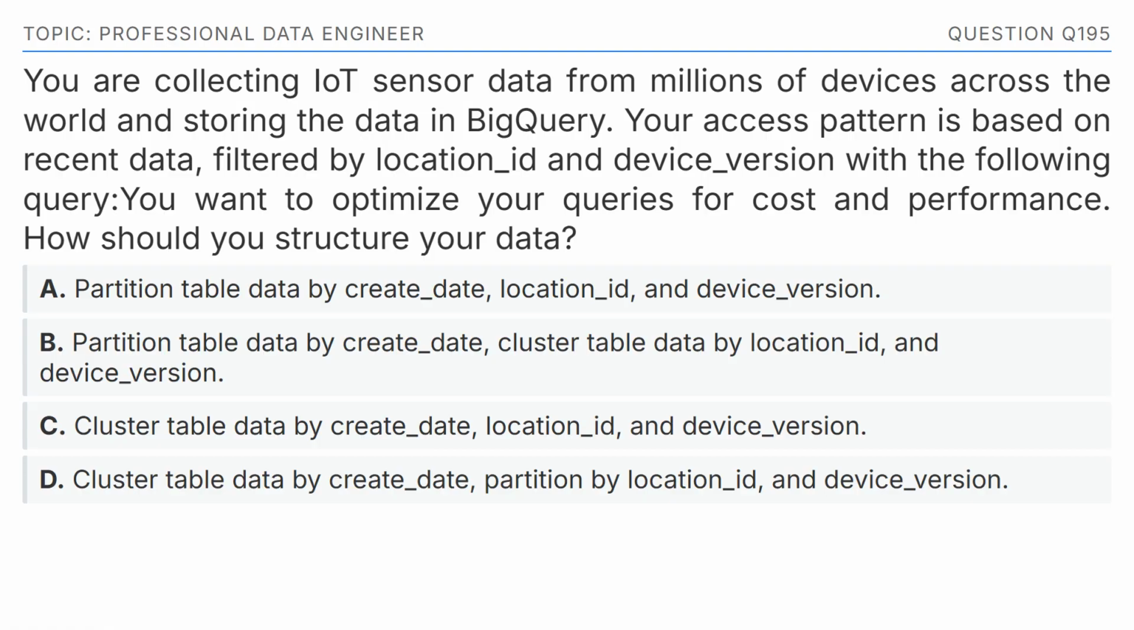The options are: Option A, partition table data by create_date, location_ID, and device_version. Option B, partition table data by create_date, cluster table data by location_ID, and device_version. Option C, cluster table data by create_date, location_ID, and device_version. Option D, cluster table data by create_date, partition by location_ID, and device_version.